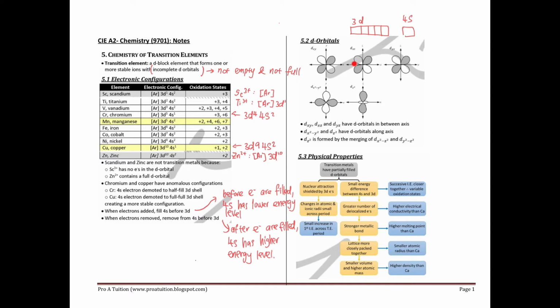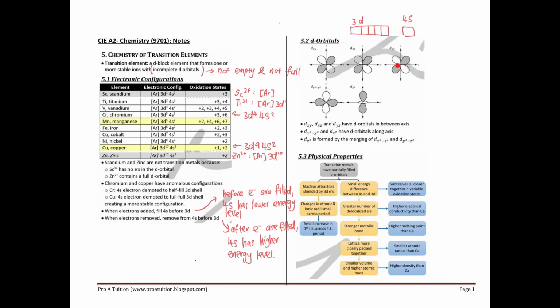So the next one, dxz. The first orbital, the gray orbital, is between the x and z axis. And then the second orbital, the white orbital, is again in between the x and the z axis. Okay, dyz, same idea. It is between the y and z axis, and the other one is also in between the y and z axis.